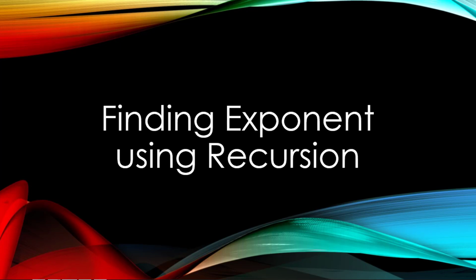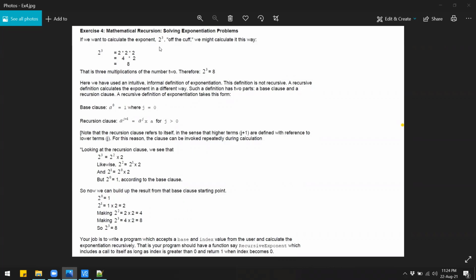Welcome to this video, and in this video we are going to see how we can calculate an exponent such as 2 power 3 using recursion. So if we want to calculate the exponent 2 power 3, then we might calculate it this way. We know through our knowledge that 2 power 3 is the same as writing 2 times 2 times 2, and 2 times 2 is 4, times 2 we get 8. So that basically is 3 multiplications of the number 2, and therefore we get 2 power 3 as 8.